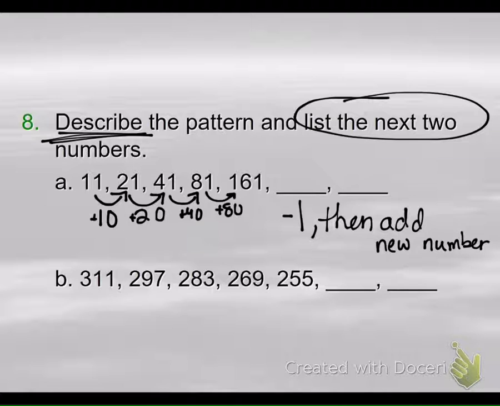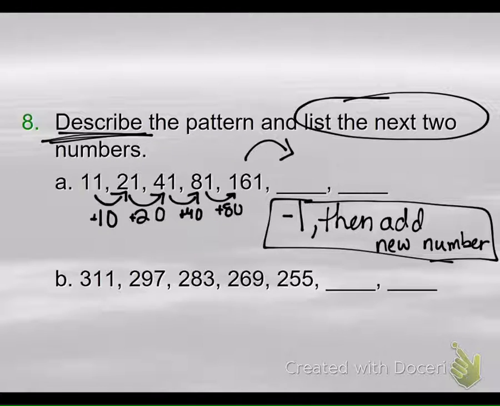So this is how I would describe it. This is one answer. You need that if you want full credit when the directions say describe the pattern. Okay, so if we're at 161, what would I add? Take 1 away from 161 and you get 160. When you add 160, what do you get?